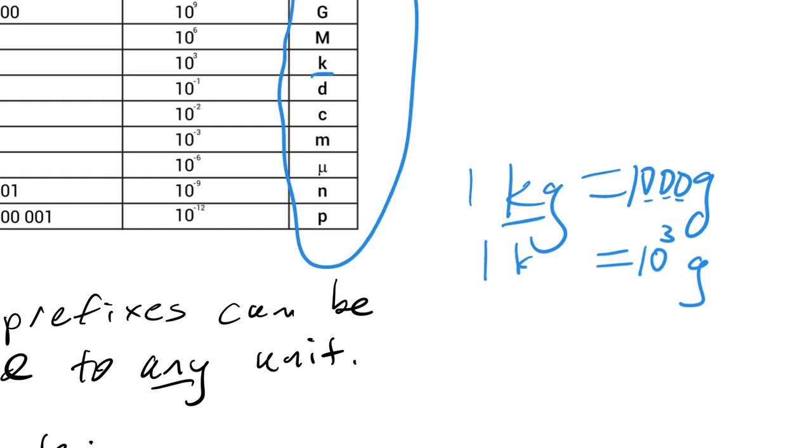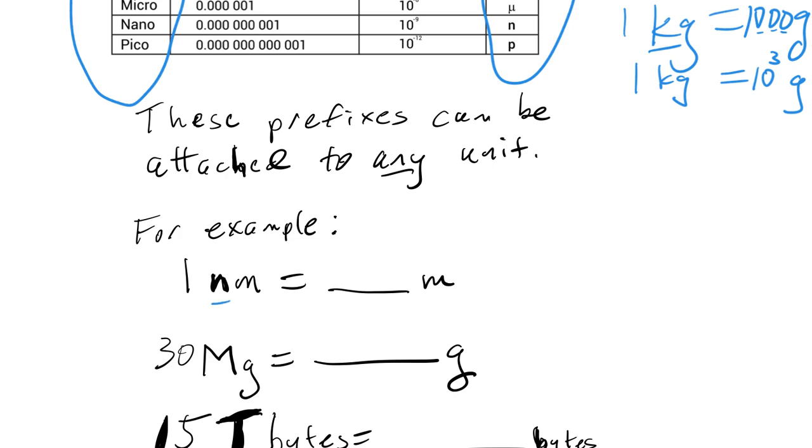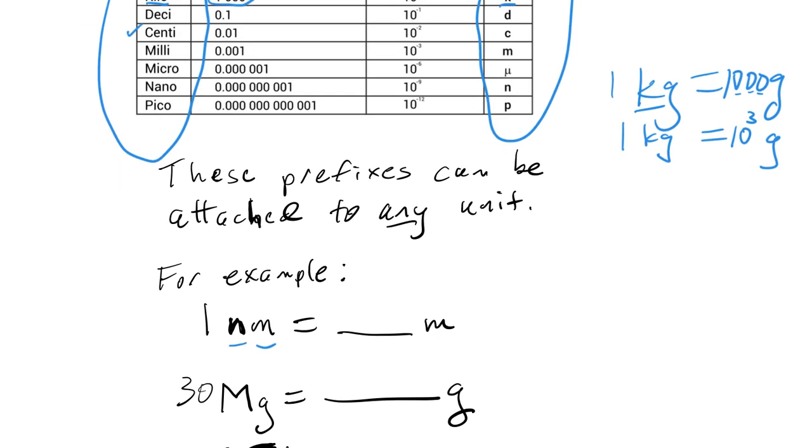So 1 kilogram equals 10 exponent 3 grams. So 1 nanometer, look it up. You'll get to use this table on the test too, is equal to, I'm not going to write all this. I'm going to write this instead: 10 to the negative 9 meters.